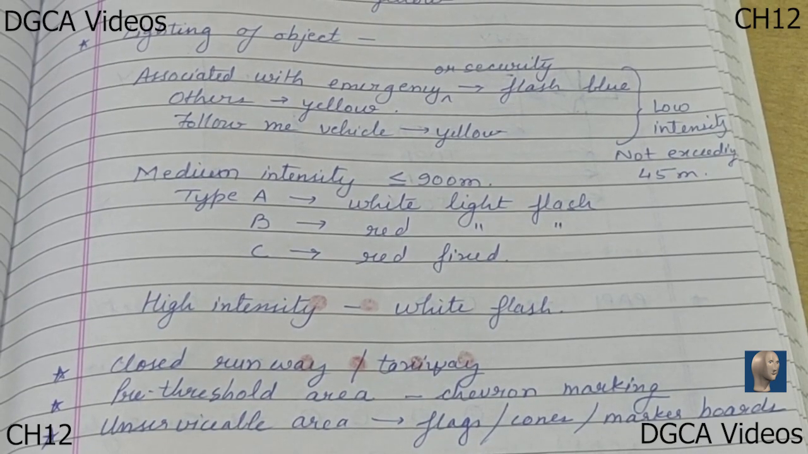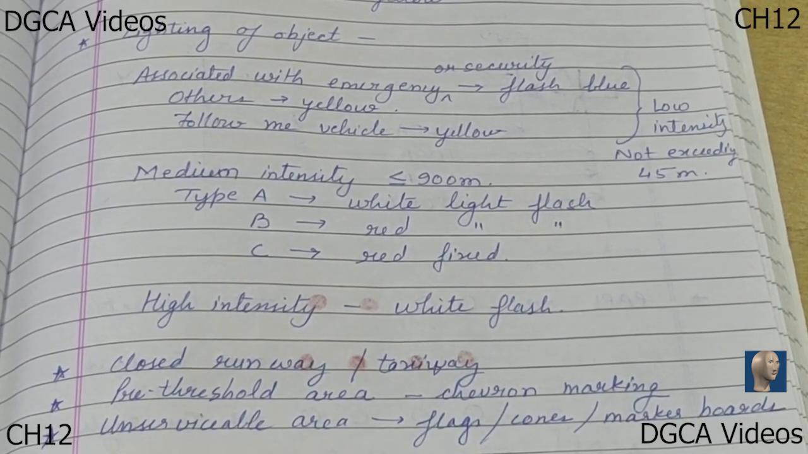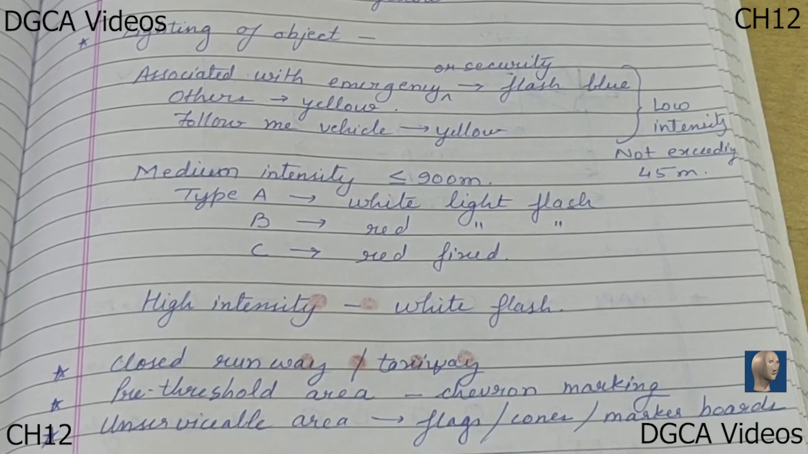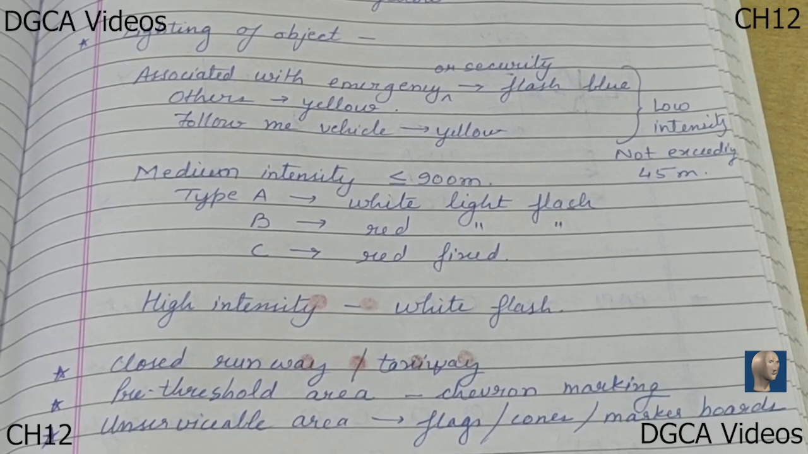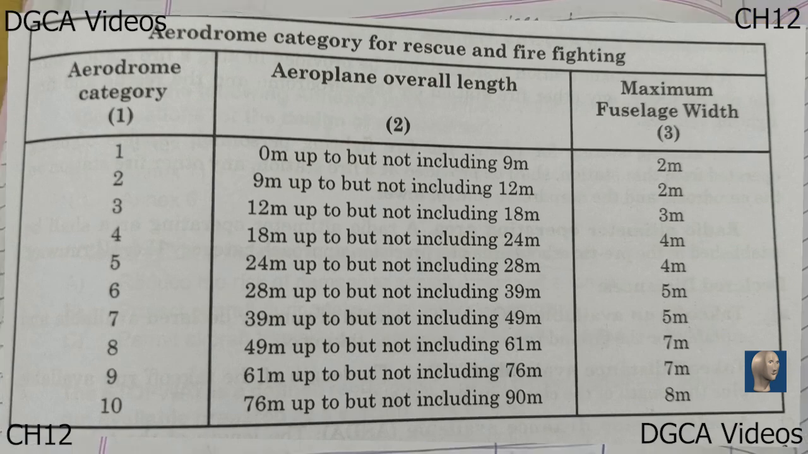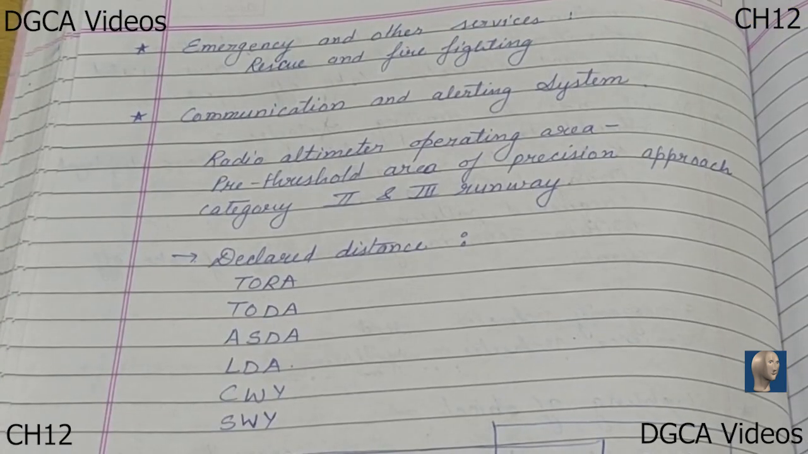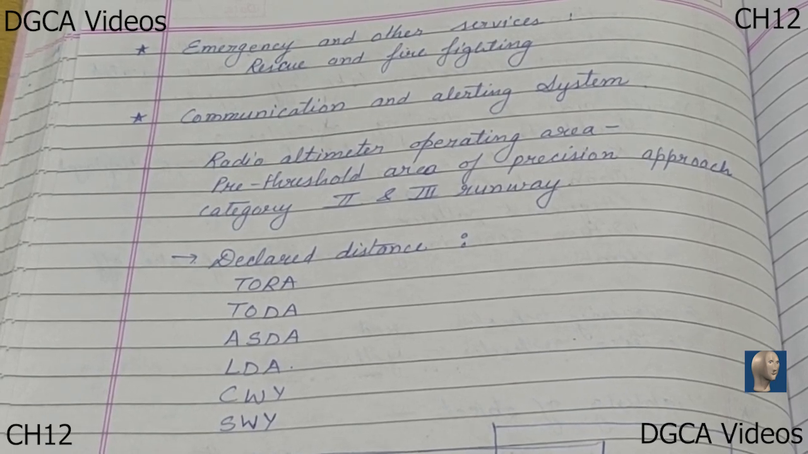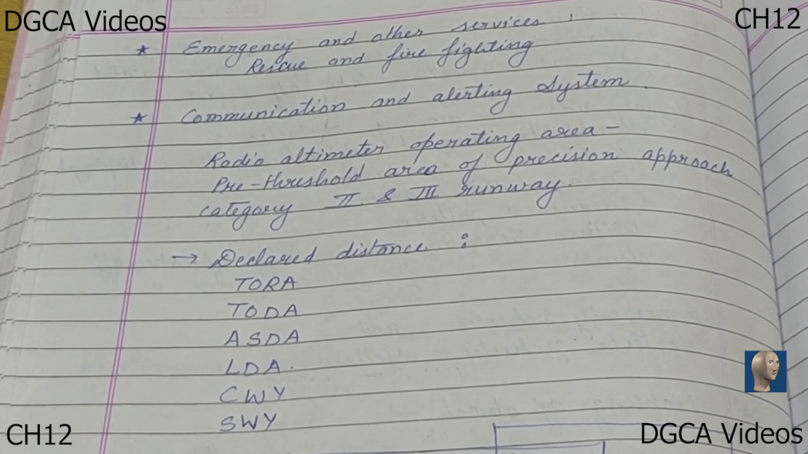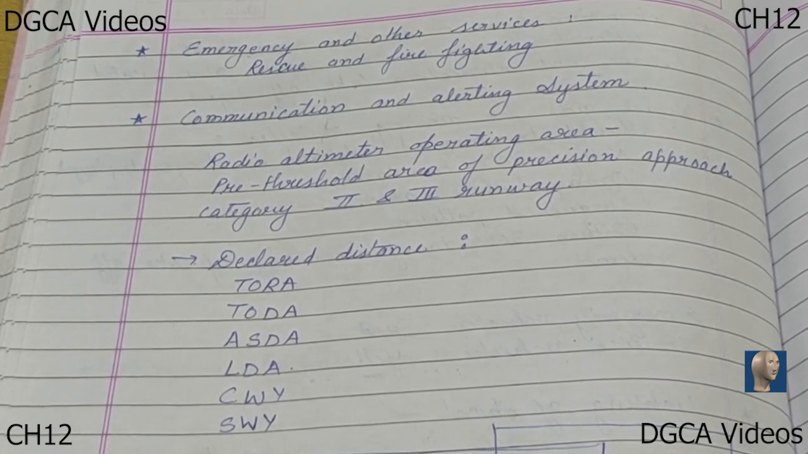And in general, if you talk about the rescue and firefighting services, these vehicles and services will also be properly lit up and colored so that they are very prominent. Emergency and other services include rescue and firefighting. The kind of services provided by rescue and firefighting are equal to the aerodrome category, which we'll be seeing in a table right now.